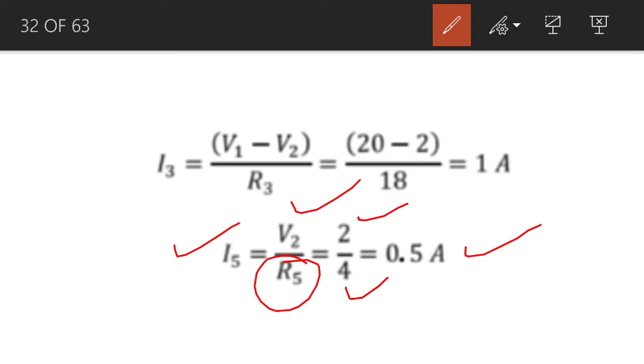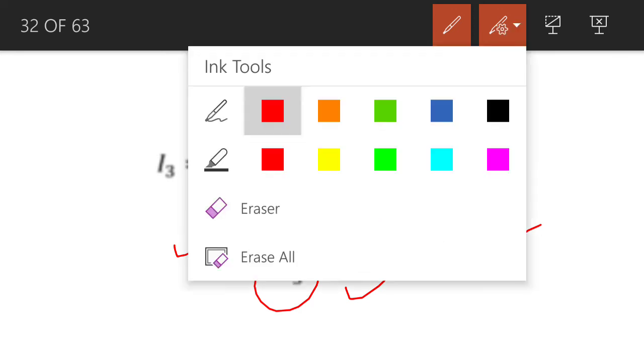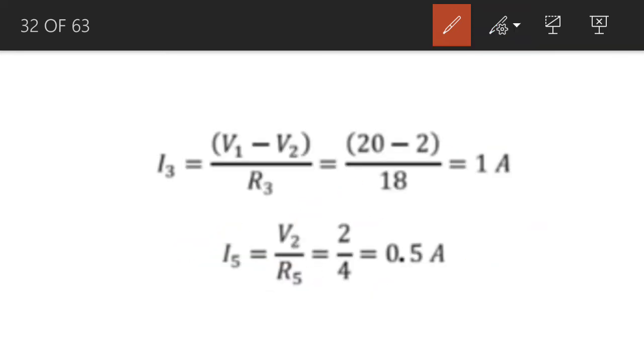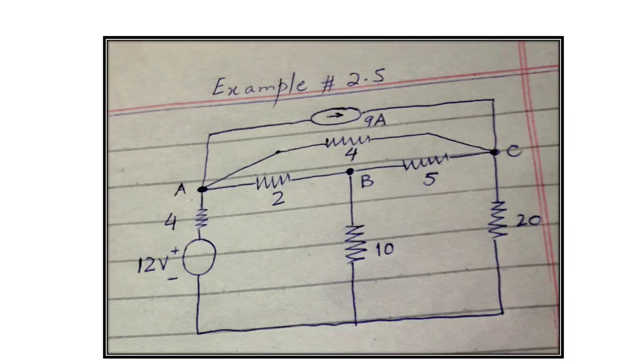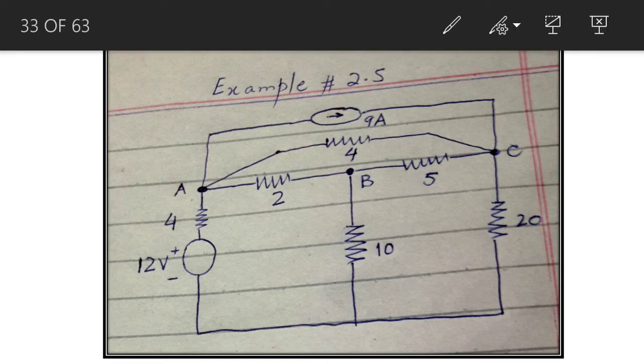Now I am going to do a few numerical examples from the book Basic Electrical Engineering, 5th edition, by Fitzgerald. These numerical questions are from another book which is included in our recommended books. Anyhow, we consider example number 2.5. In example 2.5, we have 3 nodes. Here is node A, here is node B, and here is node C.